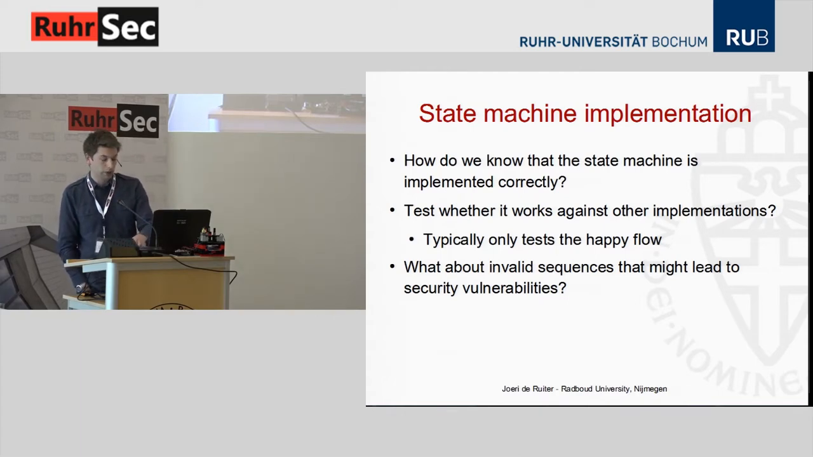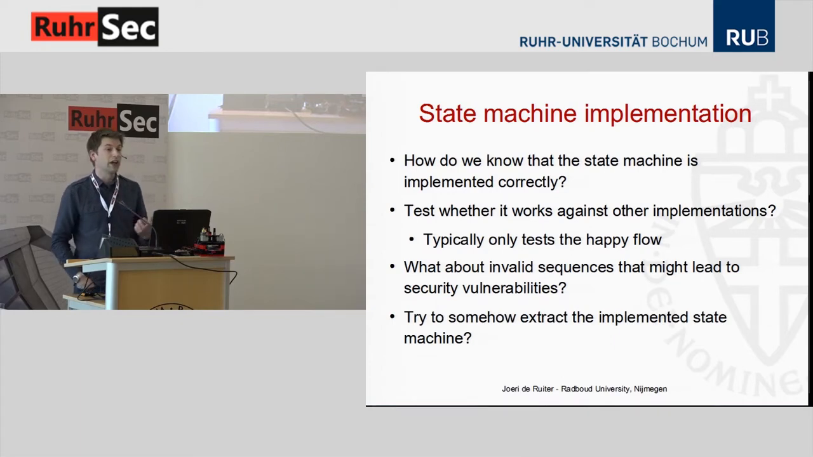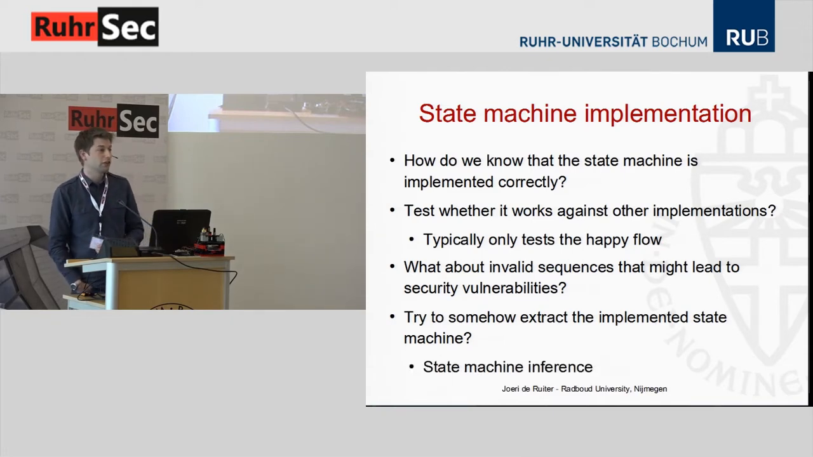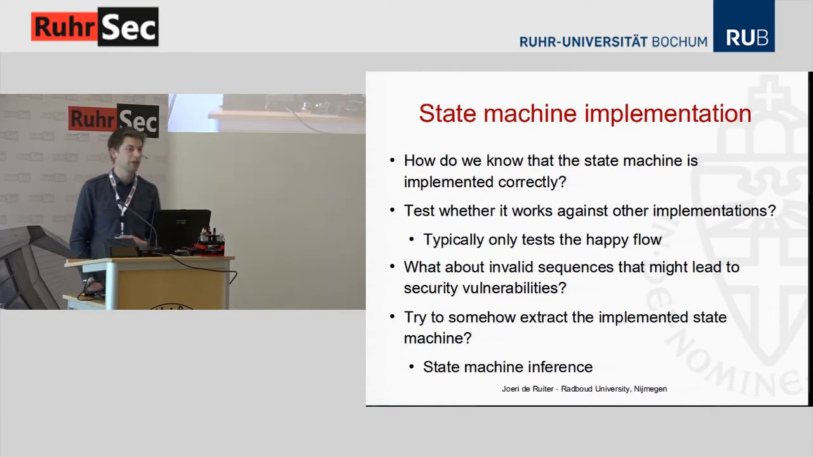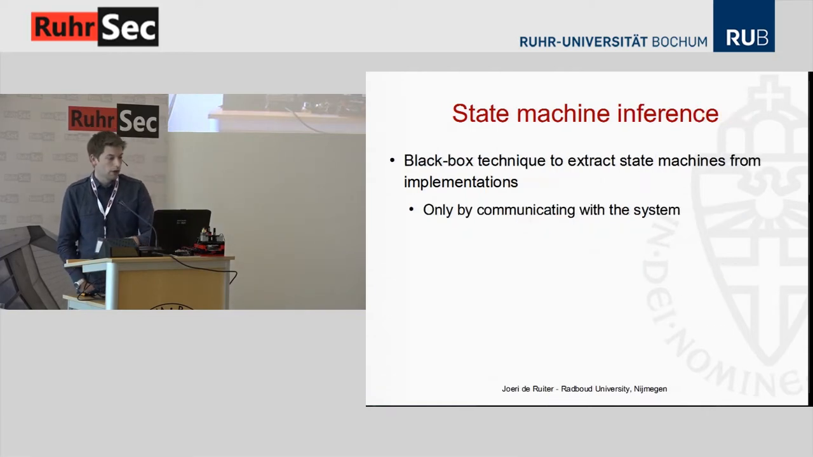So one direction that we've been looking at is trying to extract state machines from implementations in a black box way. And one way to do this is something called state machine inference. State machine inference is a completely black box technique that you can use to extract state machines from implementations. And this is done only by communicating with the system, so we do not even need to have access to the system itself. We don't need access to the source code. We only need to be able to communicate with the other system.